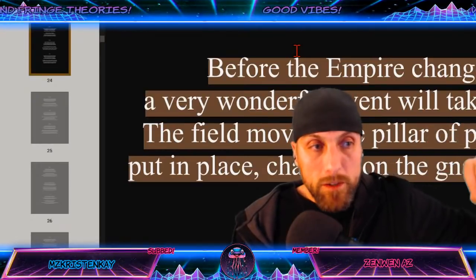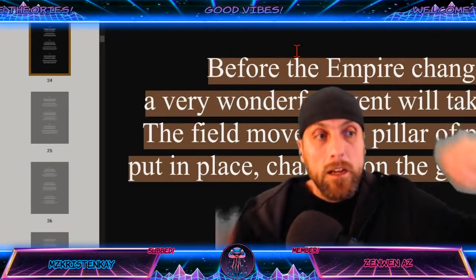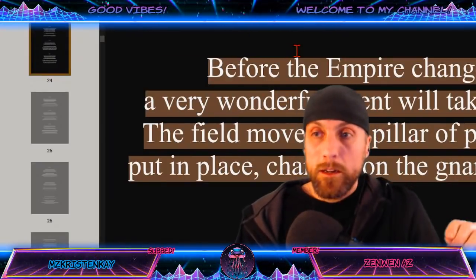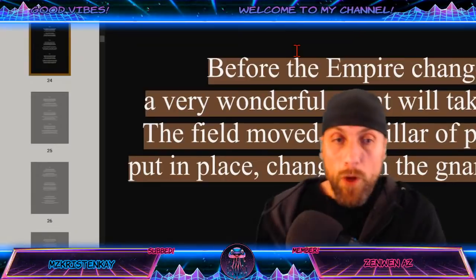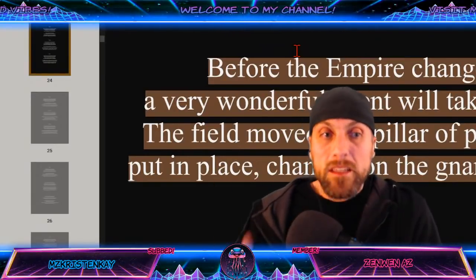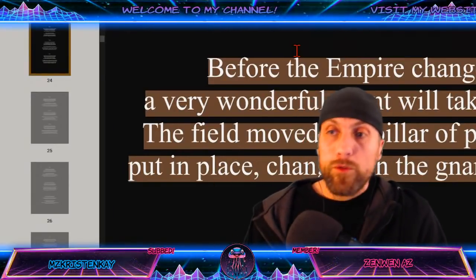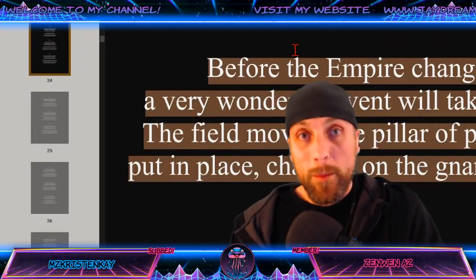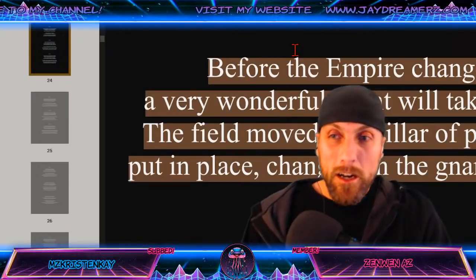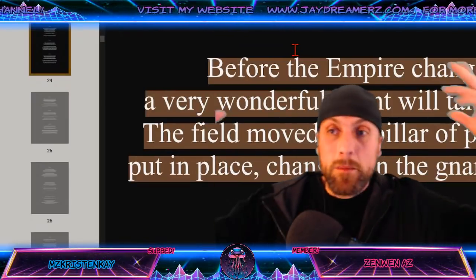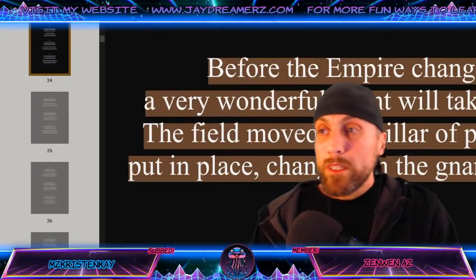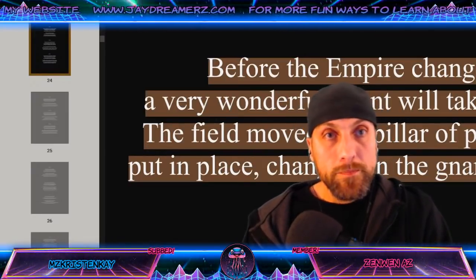He says the pillar of porphyry. Now, porphyry is a volcanic rock. The pillar of the volcanic rock. Interesting. Put into place, changed on the gnarled rock. It sounds to me like Nostradamus may have been tapping into visions of this light beam, the sky beam that shoots up from the plasma volcano, aka Rupes Nigra, Mount Meru, etc.